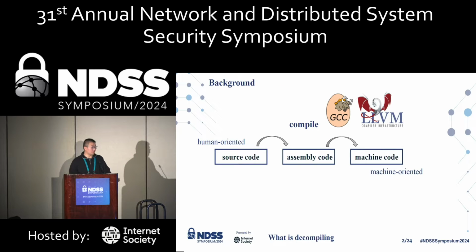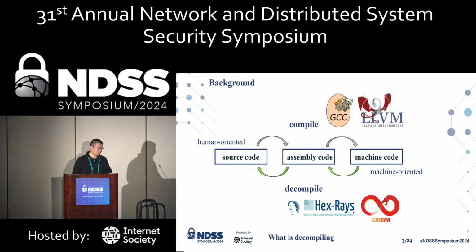So first, what is decompilation and why is it so important? As we know, the computer accepts machine code, but it's unreadable for humans. So we write high-level source code and compile it to machine code. The popular compilers include GCC, LLVM infrastructure, and so on. But sometimes we want to reverse this process and recover the source code from the binaries. We call this process decompilation.